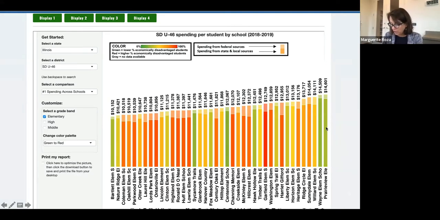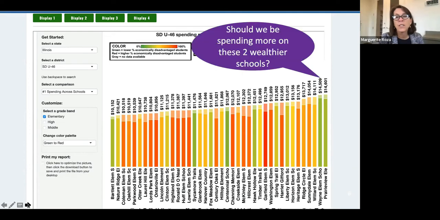This was a district also in our pilot. You can see here some districts mostly only have high poverty schools or low poverty schools. So you don't always see as much of a color coded mixture in the same way that you do on this one. But you can see right here is another district where, wow, two of their wealthiest schools are drawing down over $14,500 a student. And on the other end, we have some elementary schools that are down here at $10,000 a student that are much higher poverty. So a lot to think about in this particular district.